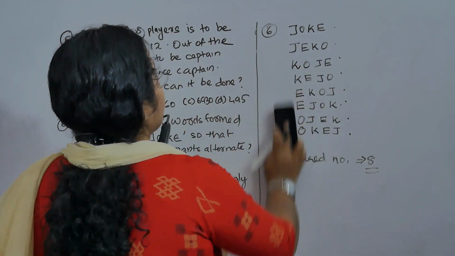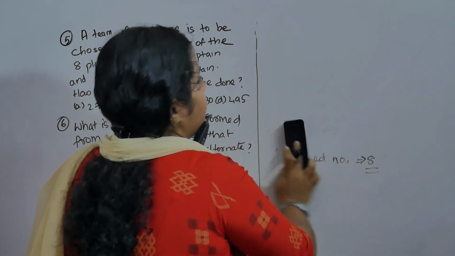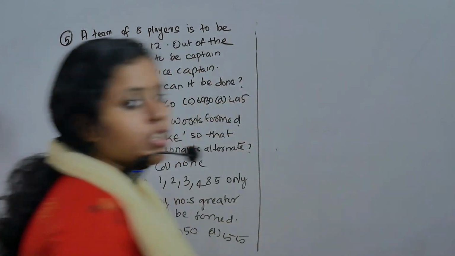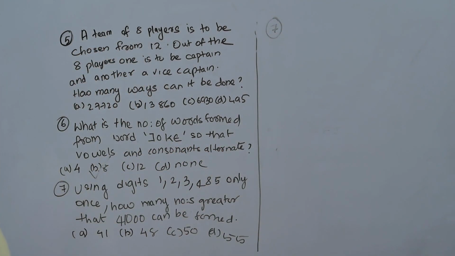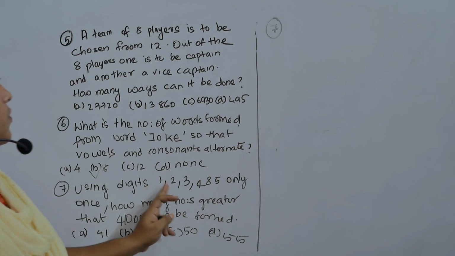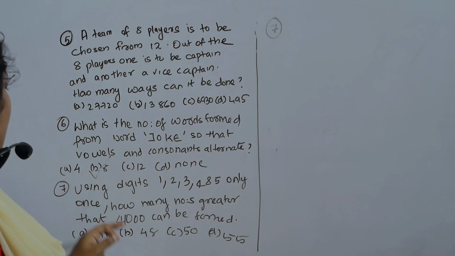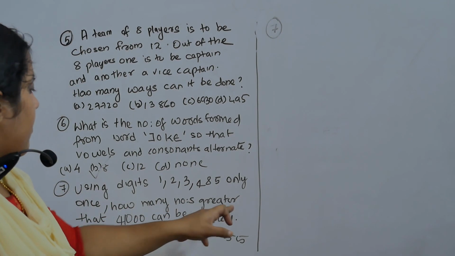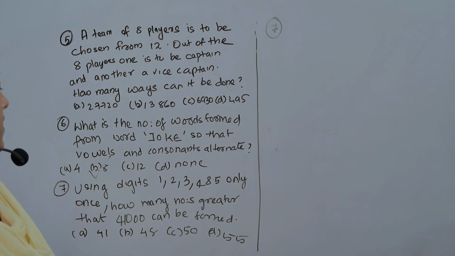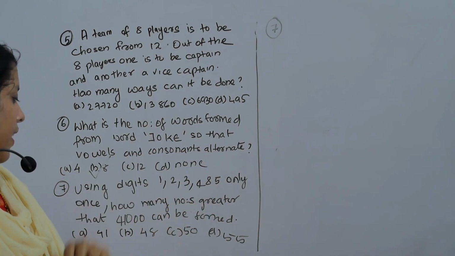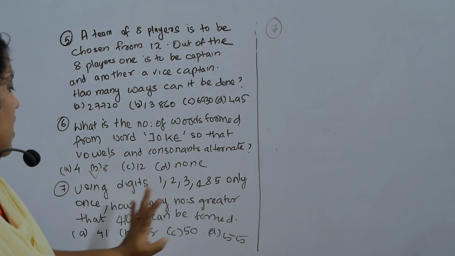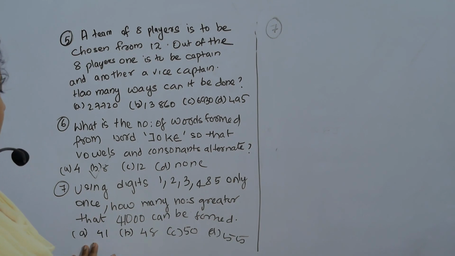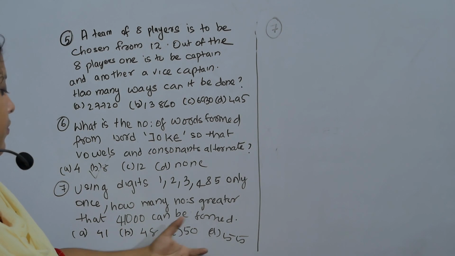So we'll see the seventh question. Using digits 1, 2, 3, 4 and 5 only once, how many numbers greater than 41000 can be formed? Only once means no repetition. Options: 41, 48, 50, 55.